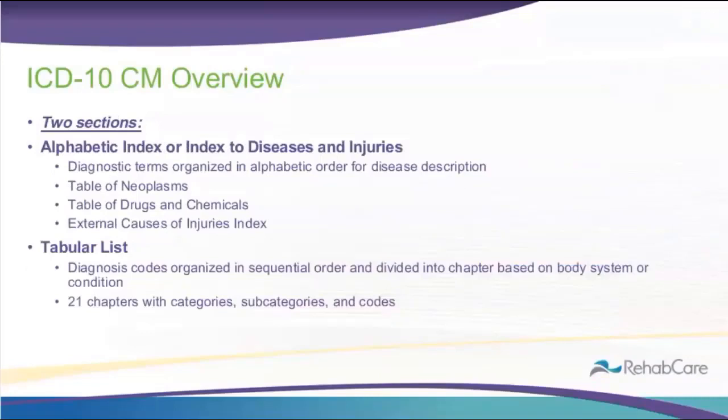So here's just information about the book. That's why we're stressing the importance of getting a book so you can code from the book. There are 2 sections in the book. You have the alphabetic index, or the index to diseases and injuries, and then the tabular list. The alphabetic index has the diagnostic terms listed in alphabetical order for the disease description, the table of neoplasms, the table of drugs and chemicals, and the external causes of injuries index. Then you have the tabular list that has them organized in a sequential order and divided into chapters based off the body system or condition.